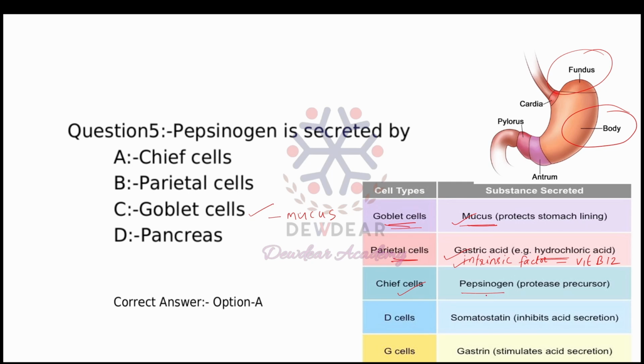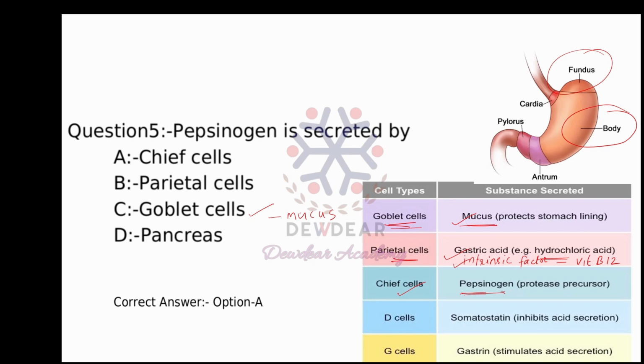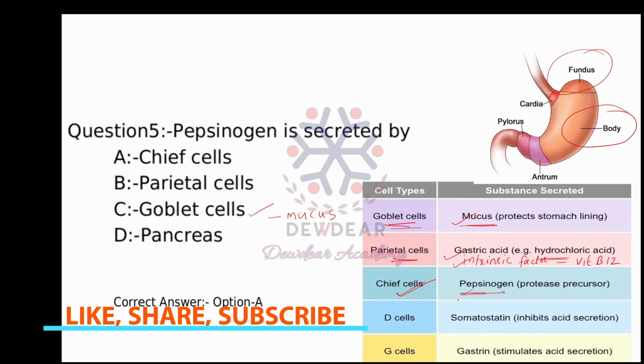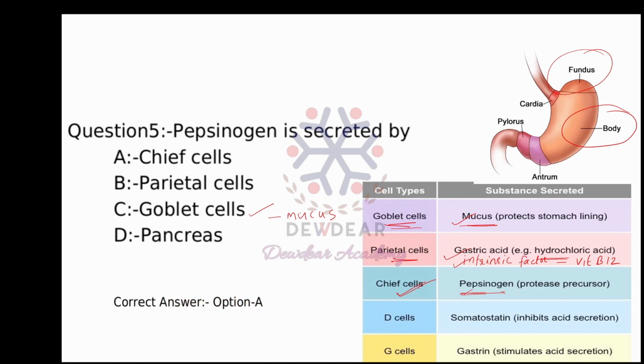Pepsinogen is an inactive enzyme that will be converted into pepsin in acidic conditions, and thus it helps to digest the proteins. Chief cells also secrete a small amount of gastric lipase that helps in breaking down fat. So the option chief cells is secreting the pepsinogen, and is mainly found in the fundus and body of the stomach.